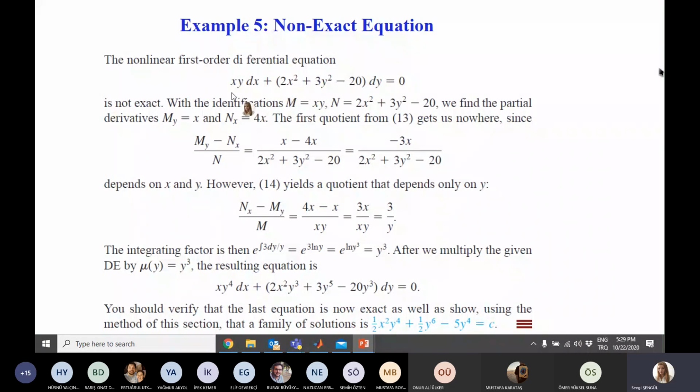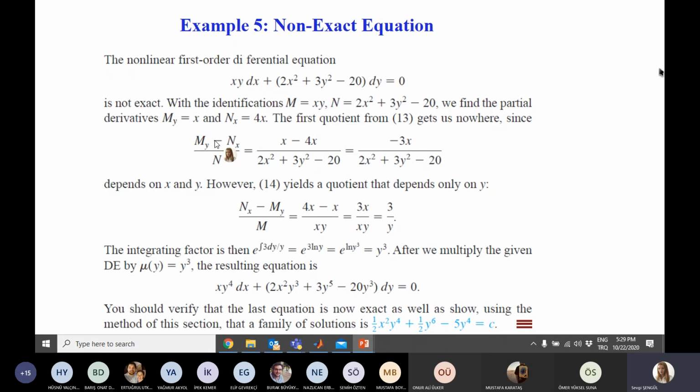Here you go, another one. Nonlinear first order differential equation. Do you have a question? You can stop me anytime. M is xy, N is this function, and you are checking the derivative of M with respect to y, which is x. The derivative of N with respect to x is 4x. So one of them is x, one of them is 4x. So it's not exact. It doesn't mean that you can multiply your equation with 4 and it will be exact. No, it's not 4. There is another integrating factor that can make your function exact.